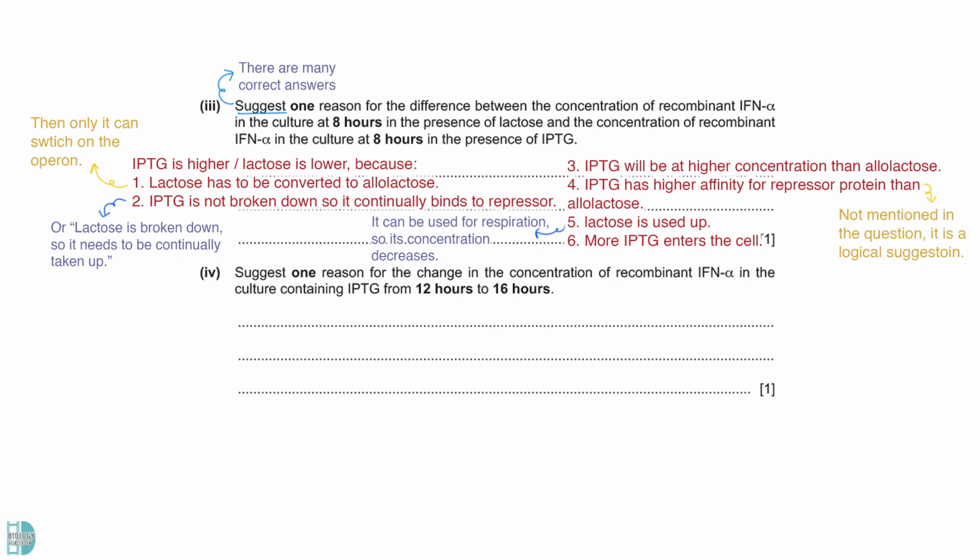4. Suggest one reason for the change in the concentration of recombinant IFN-alpha in the culture containing IPTG from 12 hours to 16 hours. The only reasonable guess is that IFN-alpha is an unstable molecule. It breaks down in the cell.